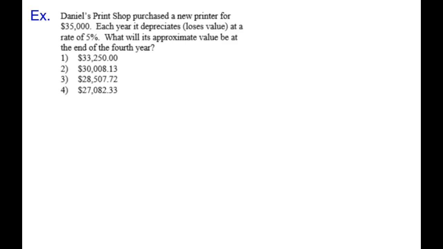The next application problem: Daniel's print shop purchased a new printer for $35,000. Each year it depreciates, loses value, at a rate of 5%. What will its approximate value be at the end of the 4th year? So in this case, we see it depreciates, it loses its value. So this is going to be exponential decay. The equation we have to use is A equals P times the quantity 1 minus r raised to the t power. The only thing that changes is instead of adding, we now subtract that rate.